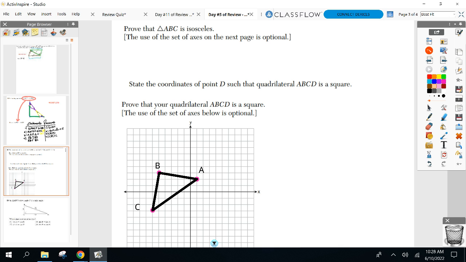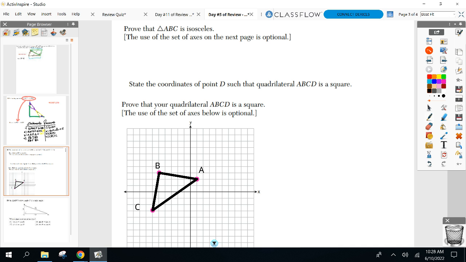Can we pretty much tell which are going to be the 2 sides that are going to come out to be the same length? What do we think? Which 2 sides? AB and BC. Okay, so that's the advantage to graphing. At least we could tell, yeah, it's probably going to be AB and BC. How do I show they're equal now? Distance formula. Okay, I got to use distance formula now.